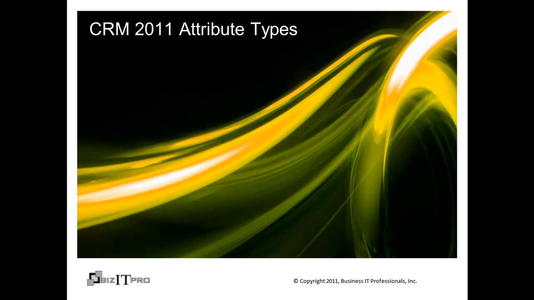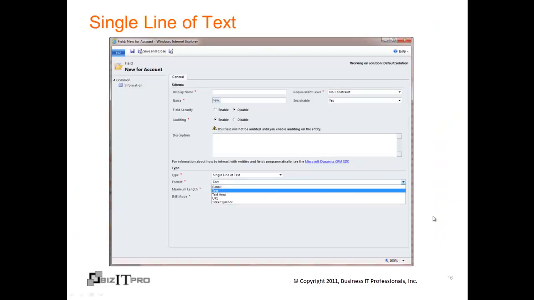So now let's review the CRM 2011 attribute types in detail. The first type of attribute that we have is known as a single line of text. This is an example of the form that you use with the single line of text type selected so that you can see the format types that are available. We can set it up as text, which is the default, email, text area, URL, or ticker symbol.